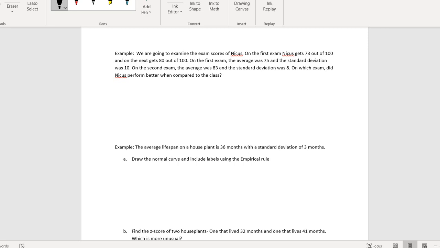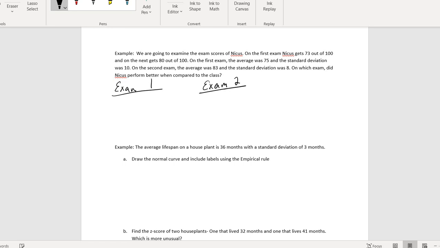However, on the first exam, the average score was a 75 with a standard deviation of 10. And on the second exam, the average was an 83 with a standard deviation of 8. So what we want to know is which exam did they perform better on when we compare them to the class. So to do this, let's look at the first exam, the second exam, and calculate their z-score.